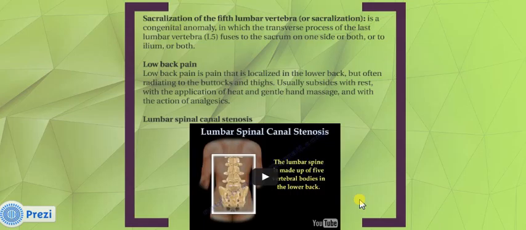Sacralization of the fifth lumbar vertebra is a congenital anomaly in which the transverse process of the last lumbar vertebra fuses to the sacrum on one side or both, or to the ilium or both.